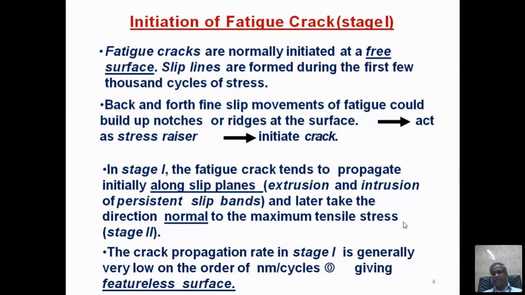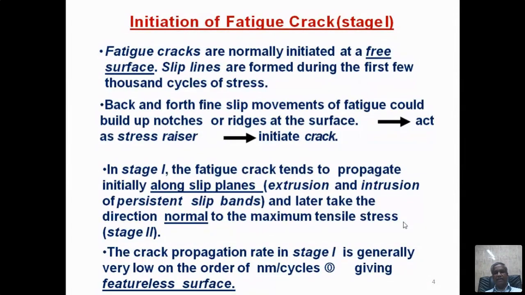Any finished surface will have ups and downs, even at the micron level. Even if you do polishing or super finishing, whatever you do, there will be ups and downs on the surface. If you measure the surface roughness, you'll get peaks and valleys on the micron scale. Those peaks and valleys act as stress concentration locations, and from the surface the crack will initiate.